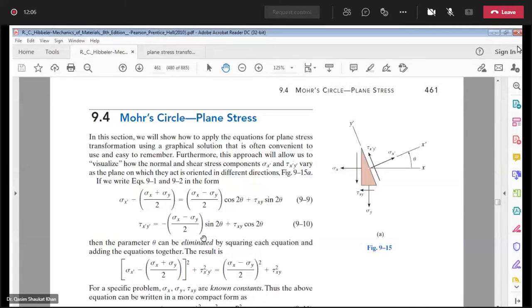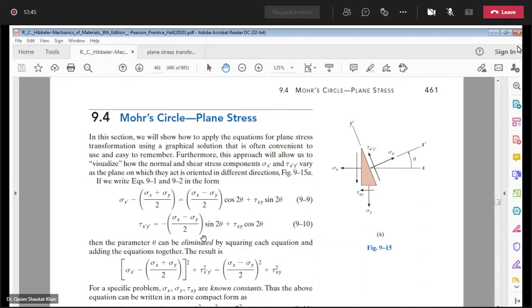Plane stress condition is a biaxial stress state, and we have studied earlier that in a biaxial stress state there will be two normal stresses and one shear stress. Two normal stresses are sigma x and sigma y, and the shear stress is tau xy. So we will show in this section how to apply the equations for plane stress transformation using a graphical solution that will be more convenient to use and easy to execute.